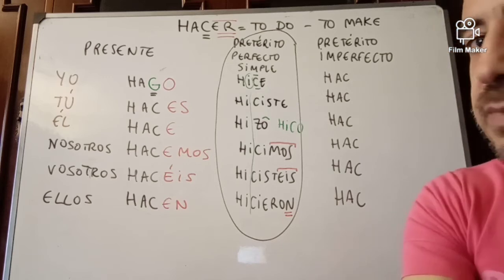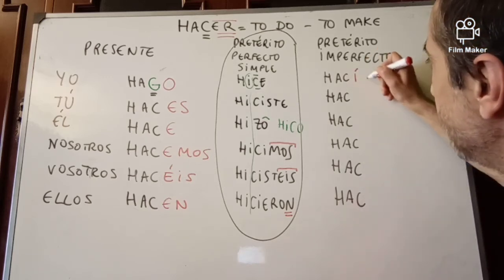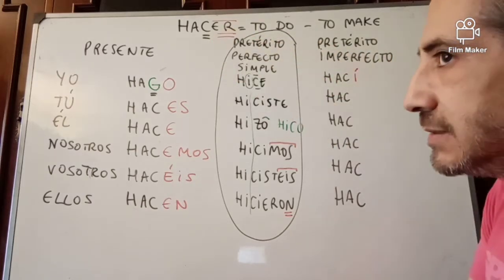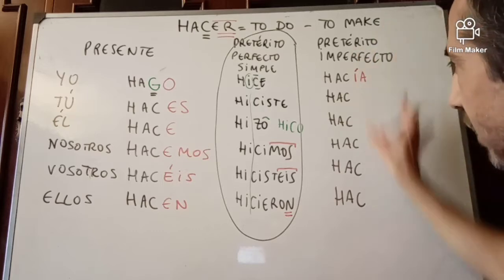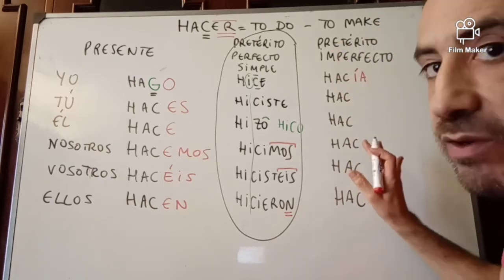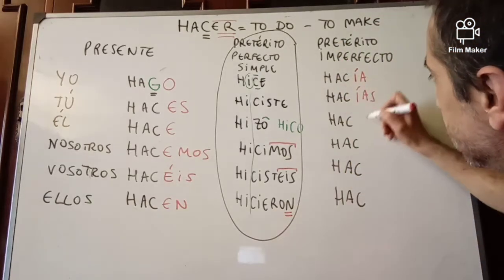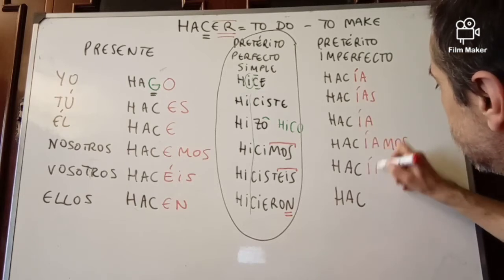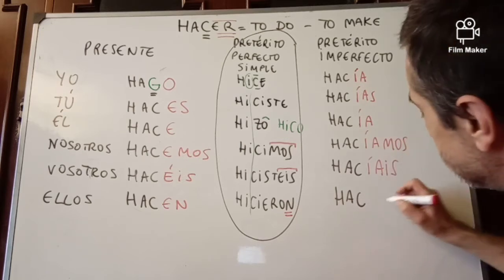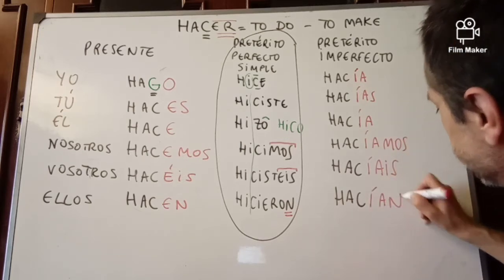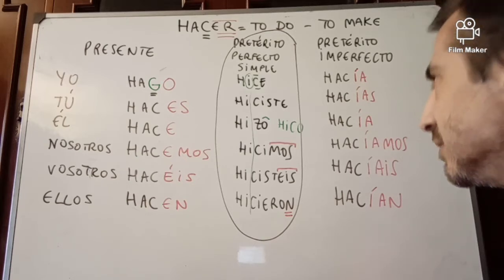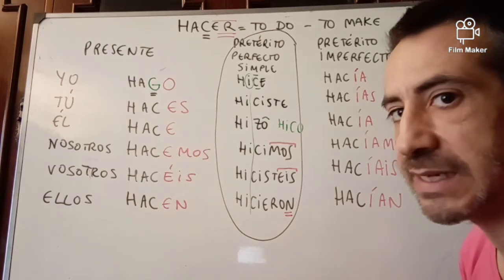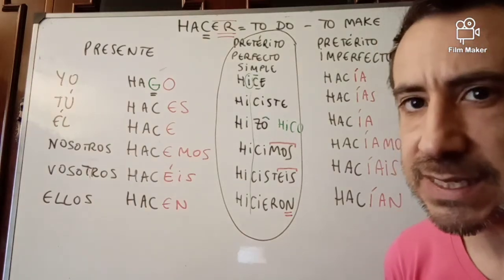So let's see. Then, if you remember, we had for ir endings this model. So in this tense, it's regular. Hacía, hacías, hacía, hacíamos, hacíais, hacían. Well, yes, it is difficult, but it's a very common verb, so we'll be using it in many, many sentences. Let's see examples.